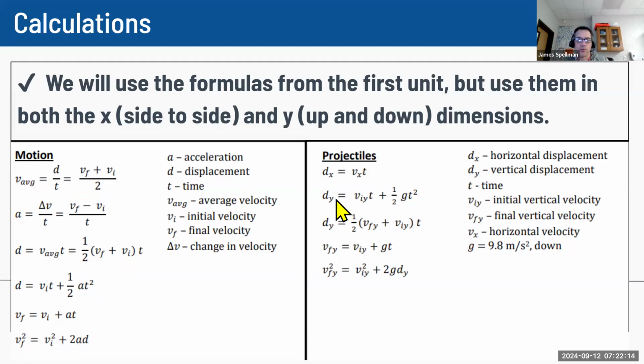The second formula under projectiles is really the same thing as this fourth formula over here. One slight difference is it uses the letter G instead of the letter A, because in this case, G stands for gravity. I'm going to ask you to write that down in a moment. The letter G replaces A because it is the acceleration due to gravity, which we've used before, and it's 9.8 meters per second down, oftentimes written as negative 9.8. So we'll be using some of the formulas over here, although they are really just repeats of the formulas over here, specifically for moving left or right and up and down.